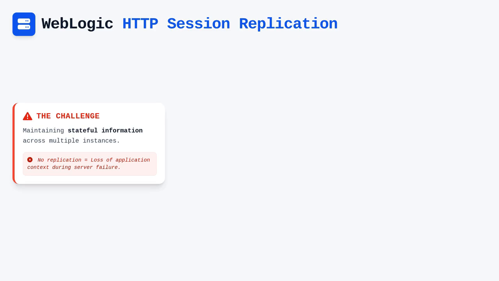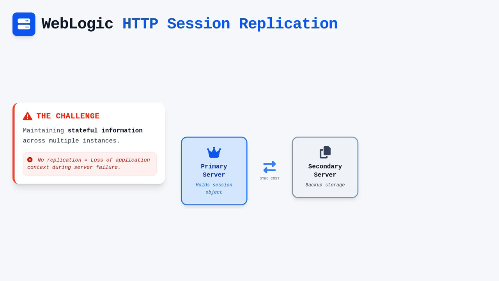Without this mechanism, a user whose session is bound to a managed server would lose their entire application context if that specific server instance were to become unavailable or undergo a restart. The architecture relies on designating a primary server that holds the session object and at least one secondary server that acts as a backup storage point for that same object.